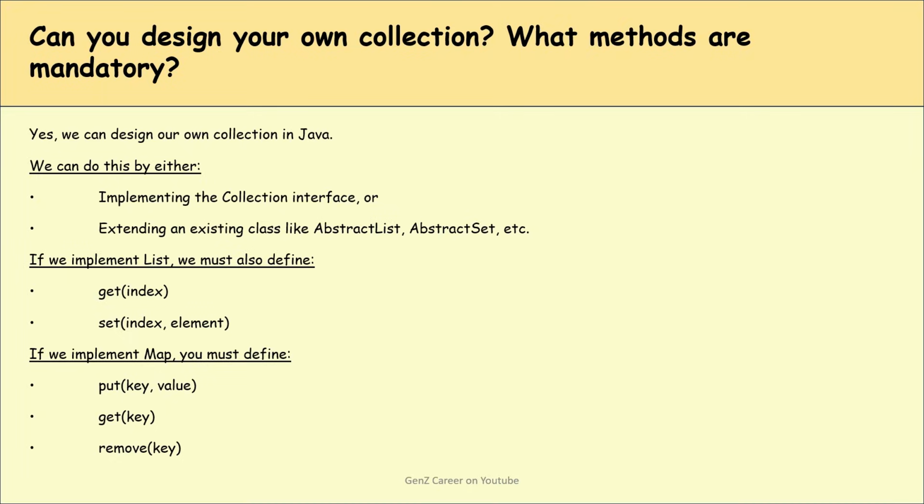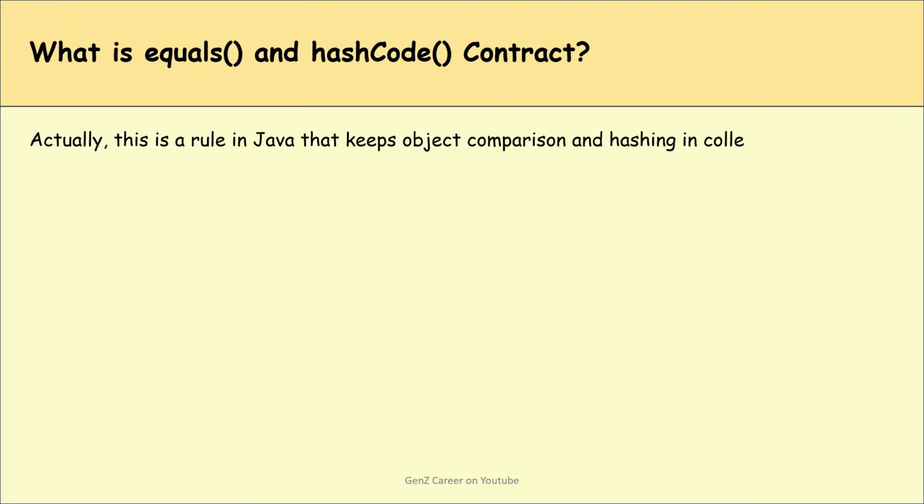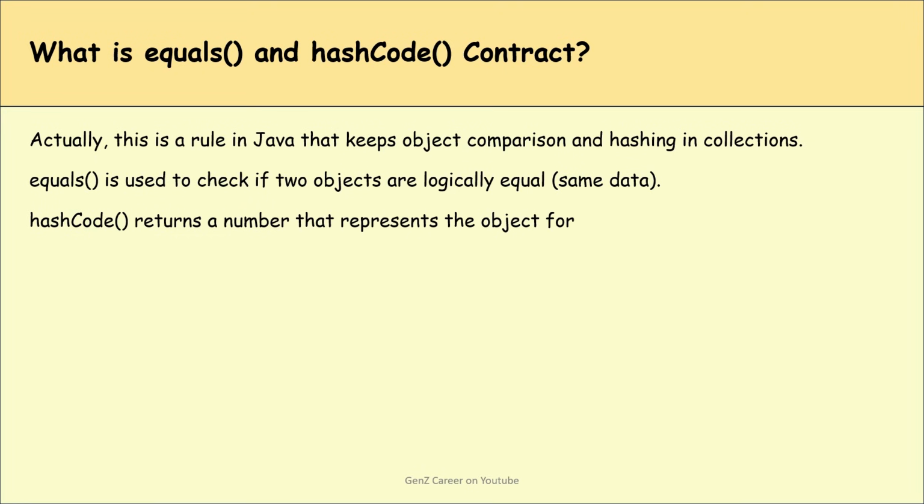Okay. What is the equals and hashCode contract? So guys, this is a very important, most common question. Actually, this is a rule in Java that keeps object comparison and hashing consistent in collections. Equals is used to check if two objects are logically equal, meaning same data, whereas hashCode returns a number that represents the object for fast searching and to decide the bucket.